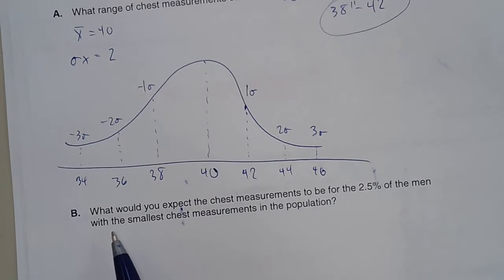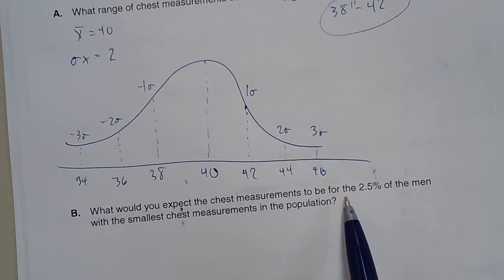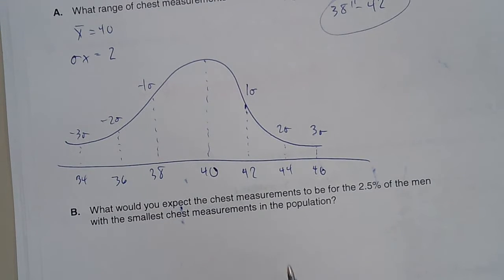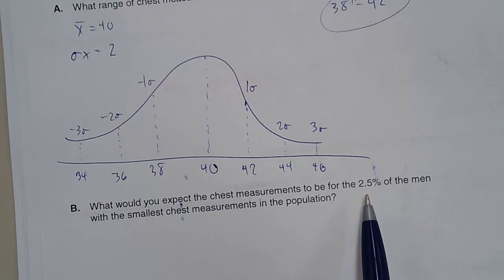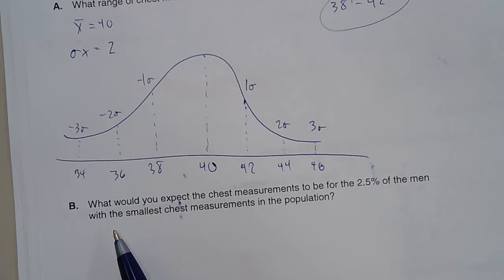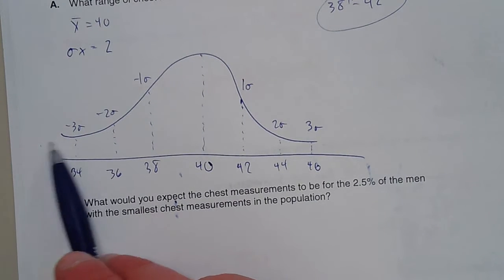It says, what would you expect the chest measurements to be for the 2.5% of men with the smallest chest measurement in the population? And you might look at that again and be like, well, that's weird. 2.5 wasn't any of the numbers that we just wrote down. But the smallest chest measurement, that's going to be the people down at this end.